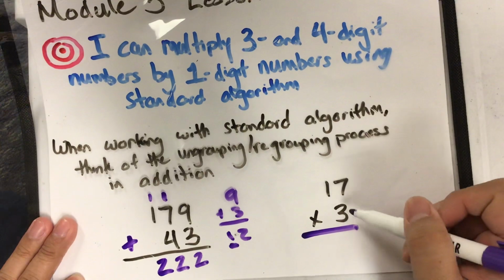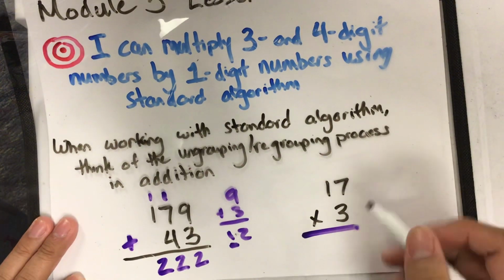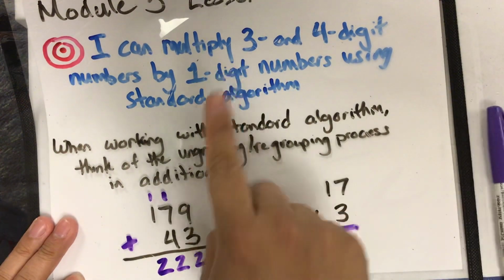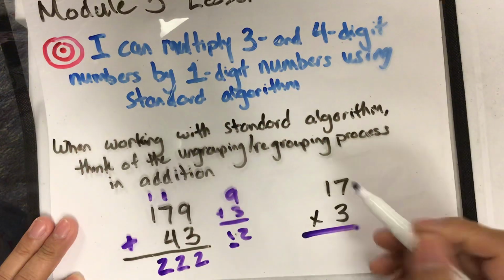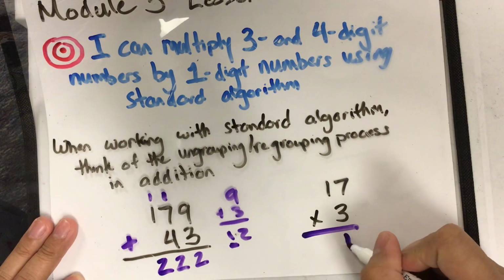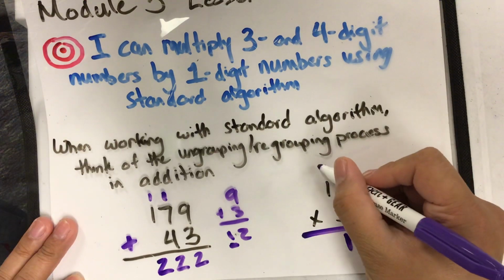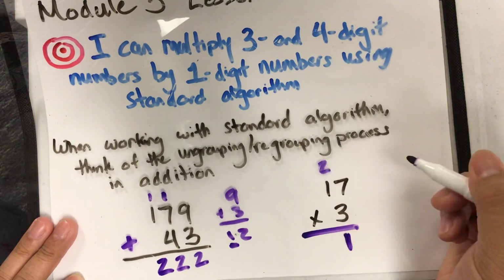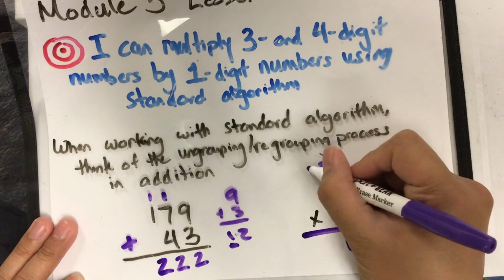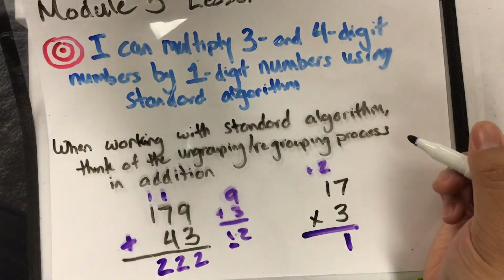We have 7 times 3. Well, 7 times 3, that's going to go 7, 14, 21. That's going to give me 21. So my 1's going to go down below. And then the 2, since it's in the tens place, it gets put up there. Now remember, this is an additional 2. We're not multiplying that group.